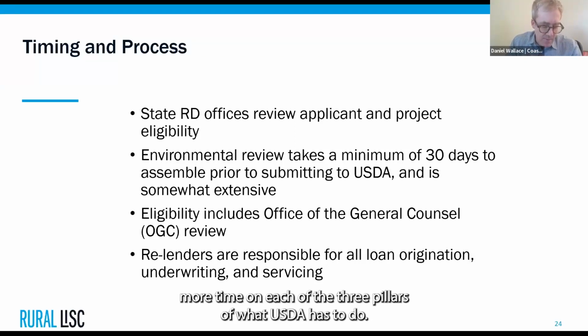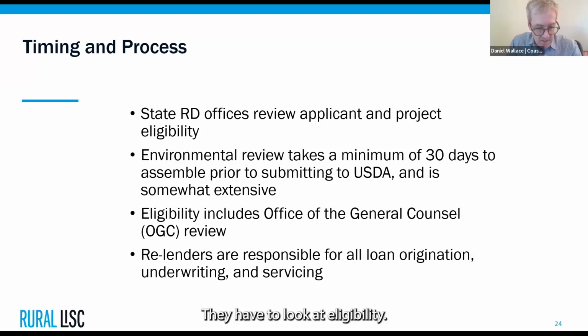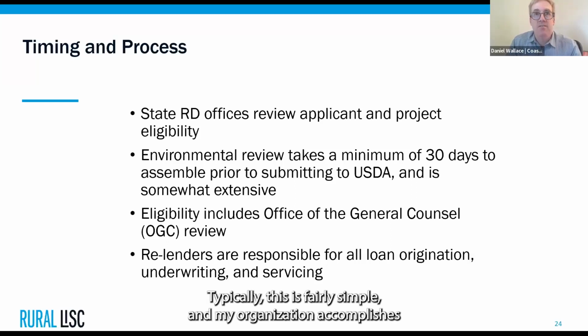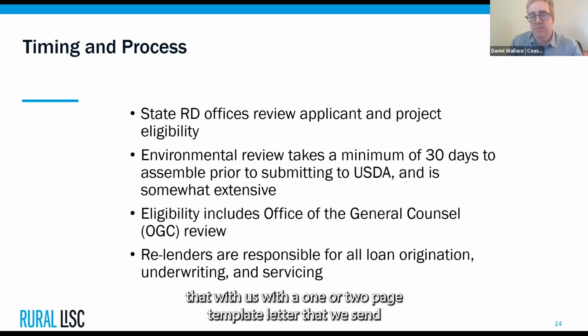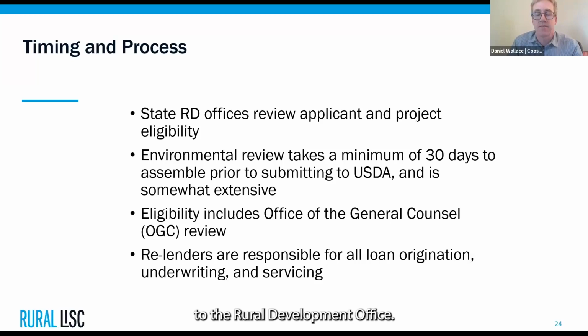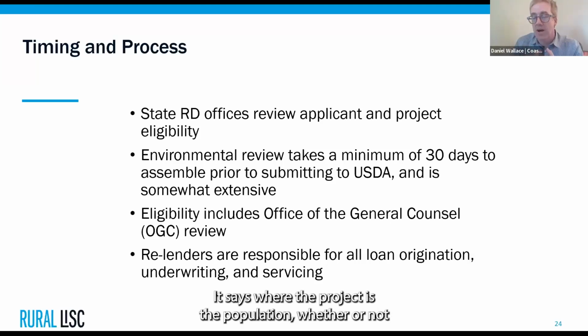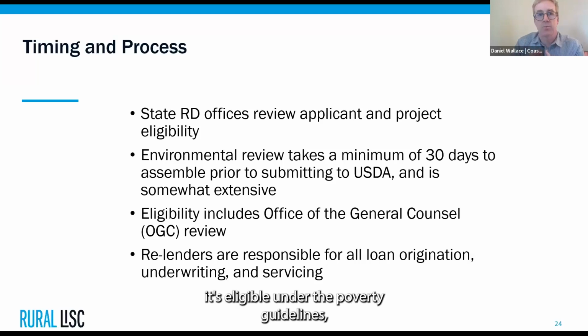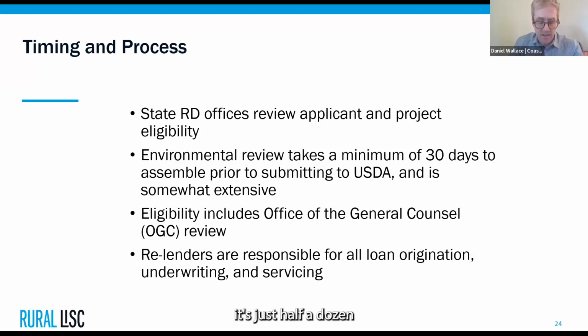I want to spend more time on each of the three pillars of what USDA has to do. They have to look at eligibility. Typically, this is fairly simple, and my organization accomplishes it with a 1 or 2 page template letter that we send to the Rural Development Office. It says where the project is, the population, whether or not it's eligible under the poverty guidelines. It's just half a dozen indicators.